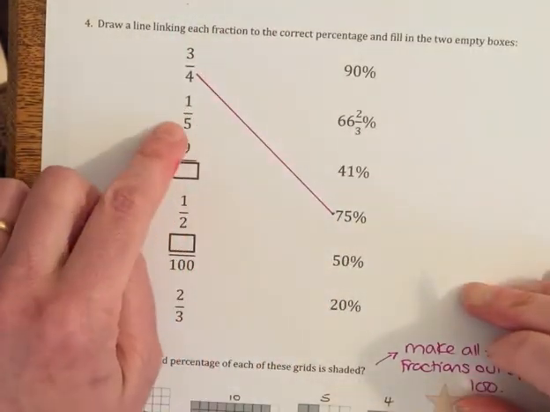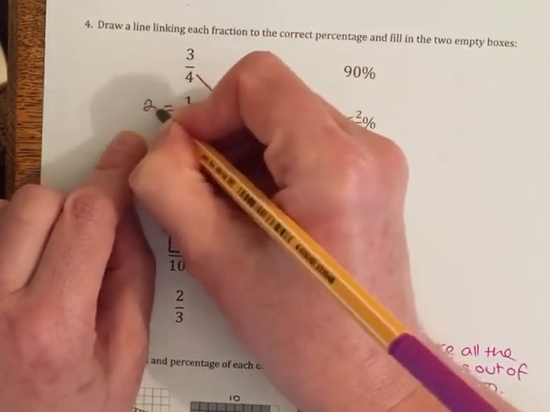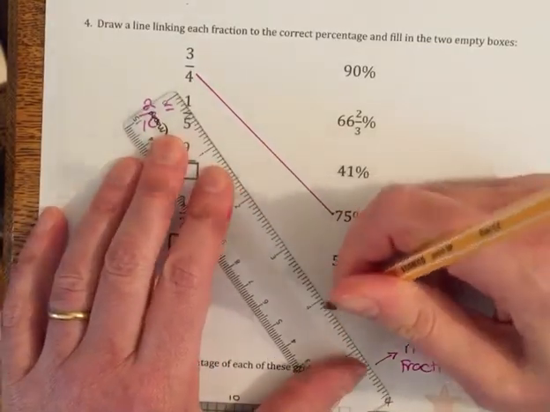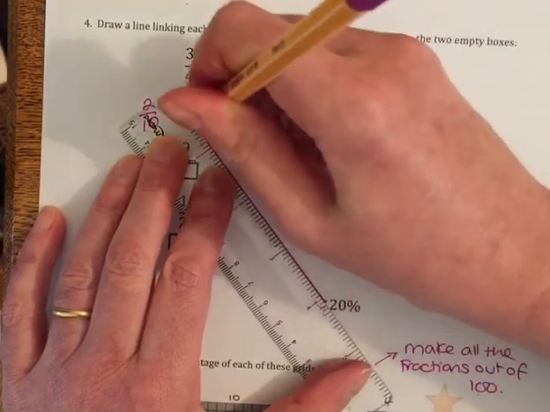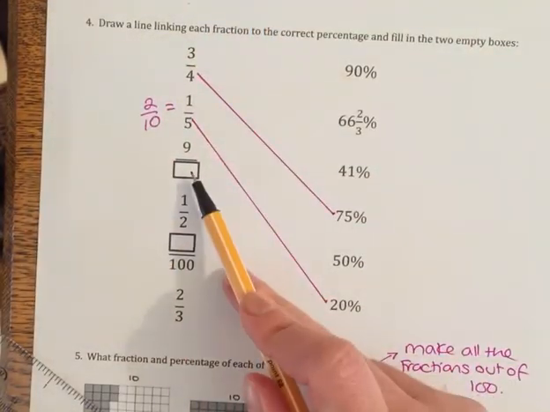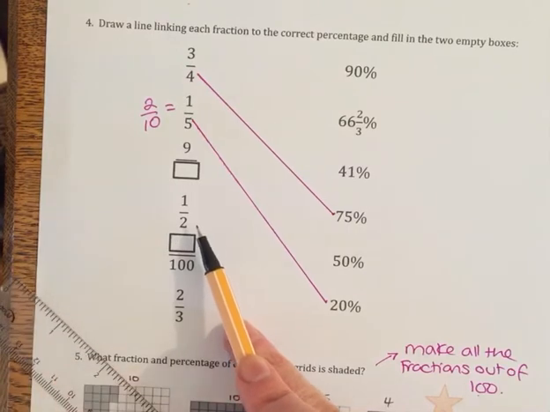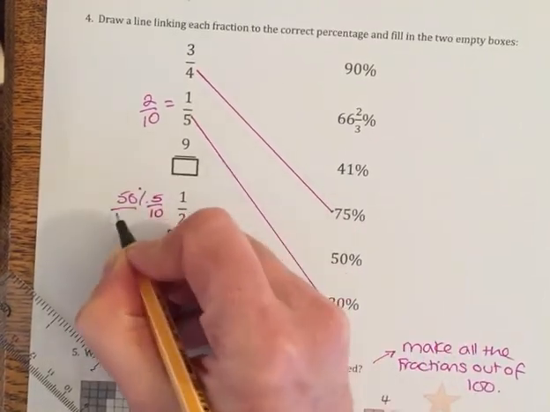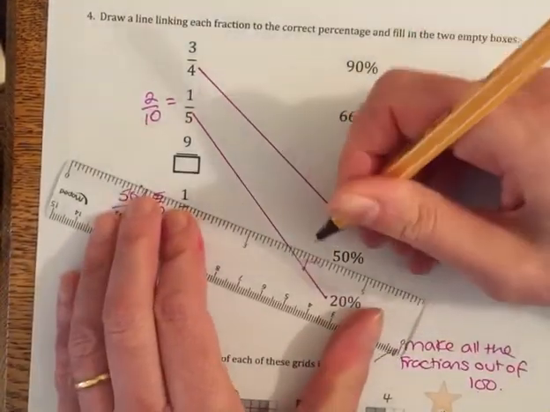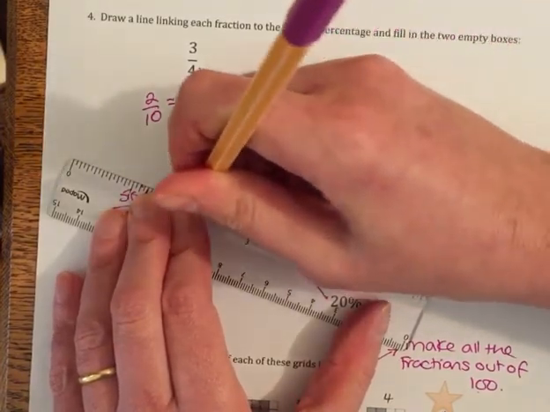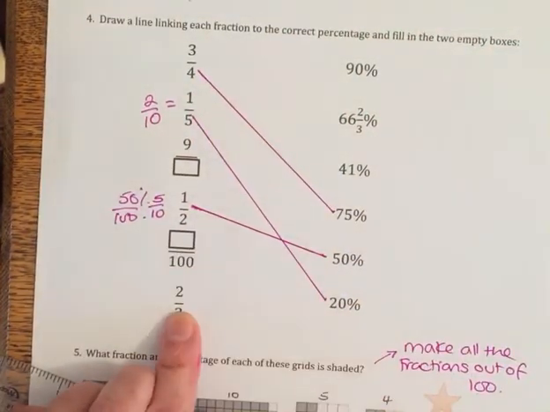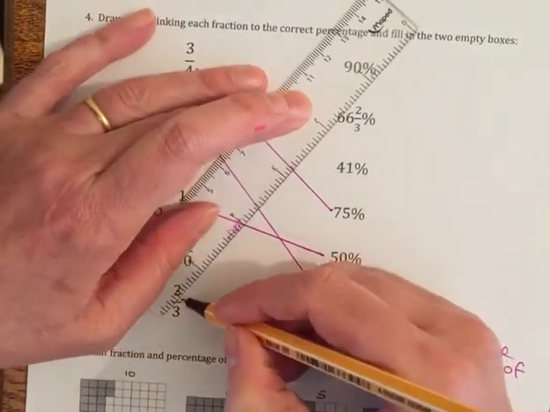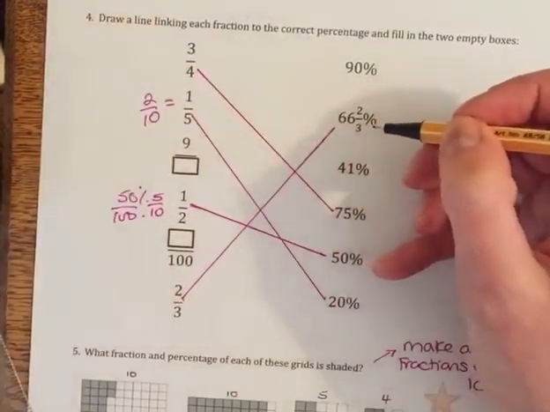Then if I go down, 1/5 is equal to 2/10, and 2/10 is 20%. So I can link those two. A half is like 5/10, which is 50% or 50 over 100. So again, this is another one I would expect you to know. And then I'm going to miss this one out. And I've got 2/3, and 2/3 is 66 and 2/3%. And that's again one I expect you to know.